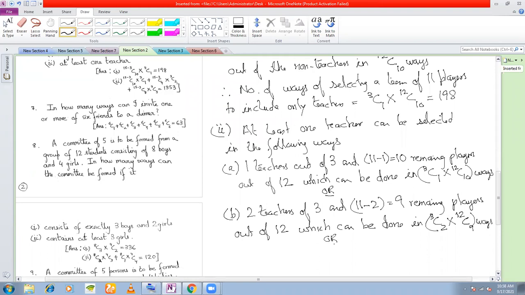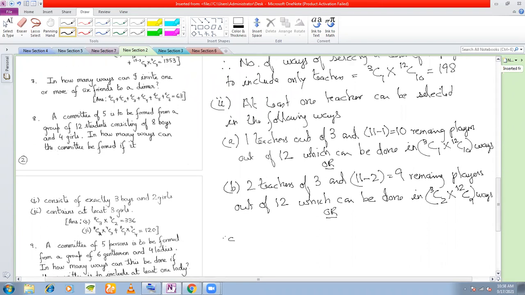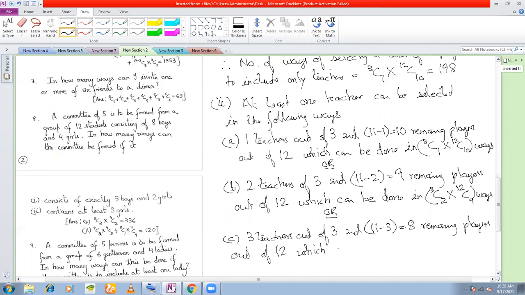Or you can select 3 teachers out of 3 and 11 minus 3 equal to 8 remaining players out of 12, which can be done in 3C3 into 12C8 ways.